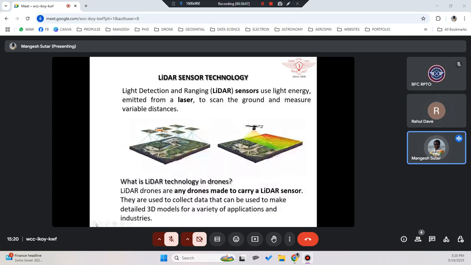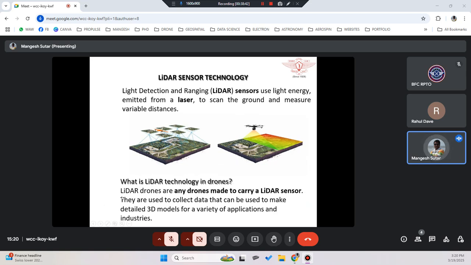Okay, so after thermal we have something called LiDAR. LiDAR is nothing but light detection and ranging. Sensors use light energy emitted from a laser to scan the ground and measure variable distance. So basically it sends the pulse of a laser pointing downwards, and at every frequency or interval it gets the data back. LiDAR is continuously monitoring, and it will create data or a map from it.